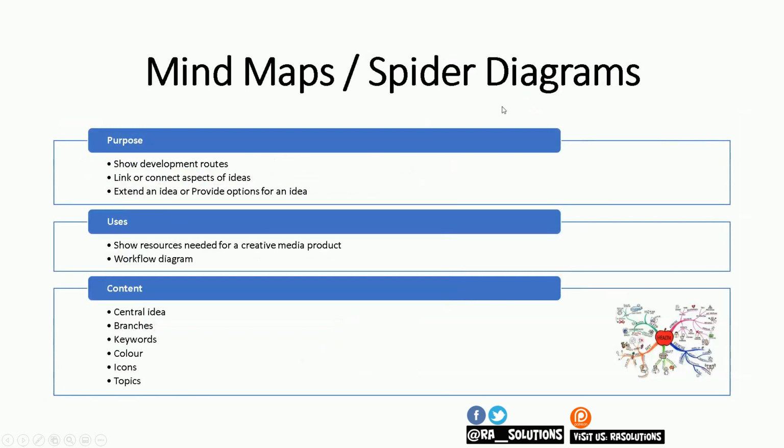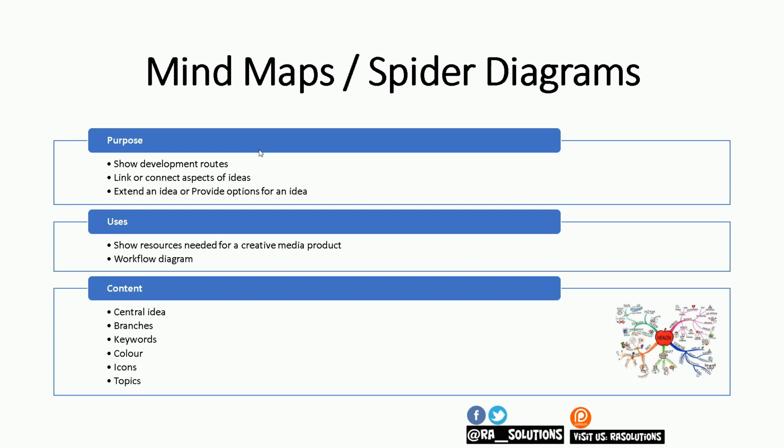the next pre-production document the students, or the candidates, need to know about is mind maps, or another word for it is a spider diagram. Again, they need to know the purpose, the uses and the content of that document. In terms of the purpose, the purpose of a mind map is to show the development routes.